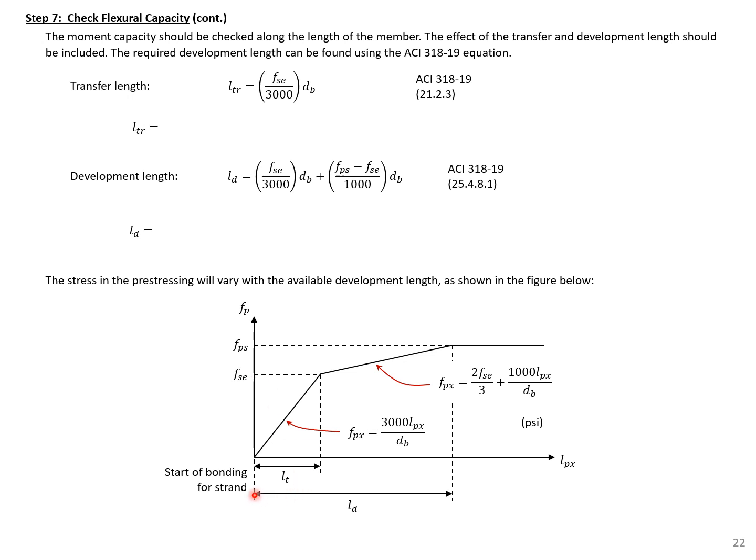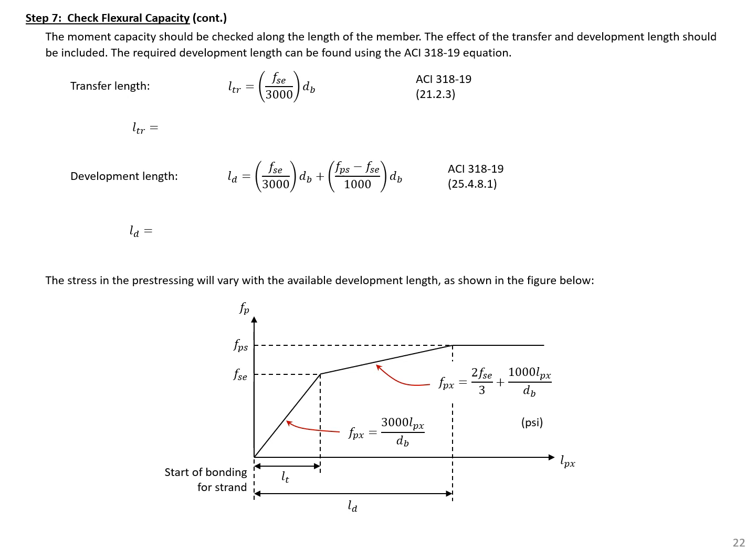The development length goes from the start of bonding for the strand to the point where we can get the ultimate stress in the strand at flexural failure, f_ps. So at this point and at this point, you will have the full service stress in the strand and the full ultimate stress in the strand. To find these, we can use the equations from ACI 318 as shown here.